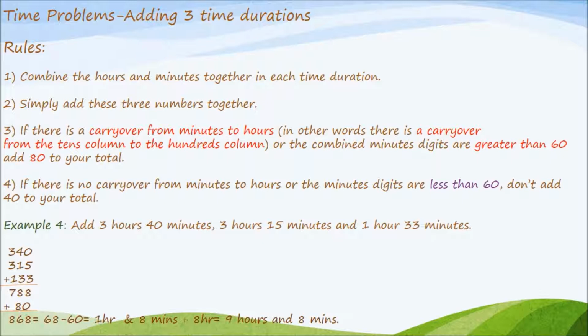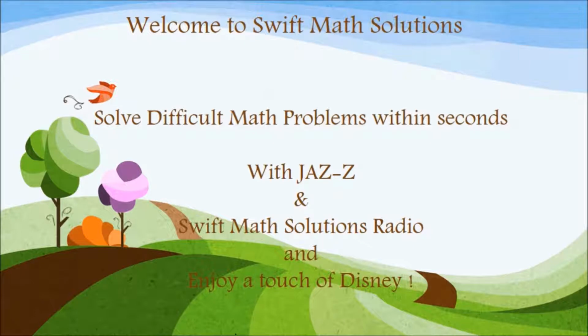Again, we added 340 plus 315 plus 133. Our total was 788. We added 80 to our total. We obtained the answer of 868. The 68 is another hour. We have 8 minutes remaining from the 68. So we're going to add in 1 hour plus the 8 minutes plus the 8 hours. Our final answer was 9 hours and 8 minutes.